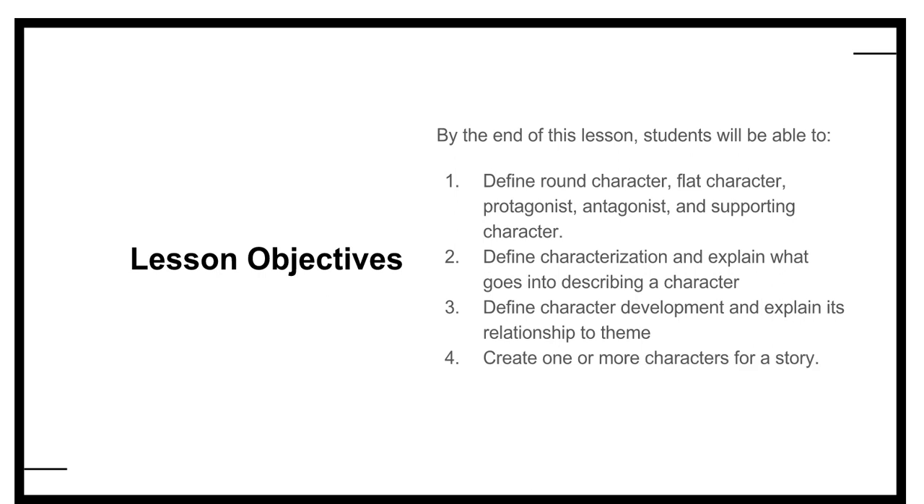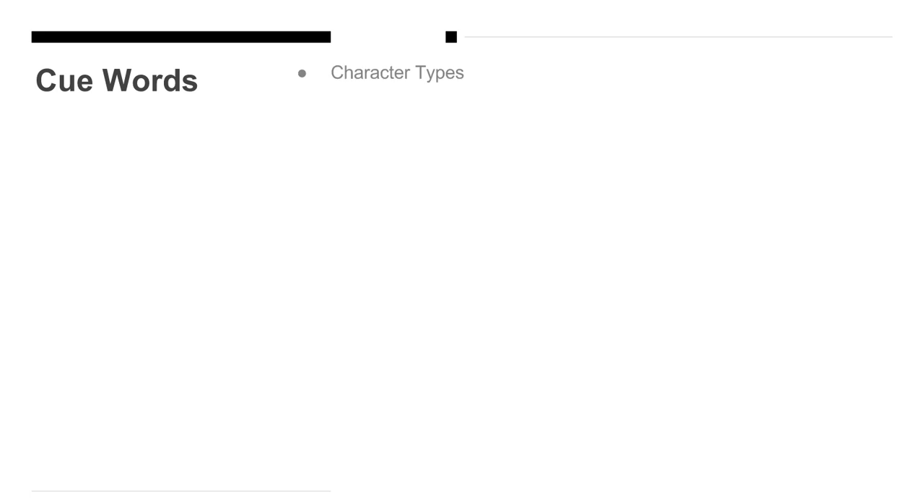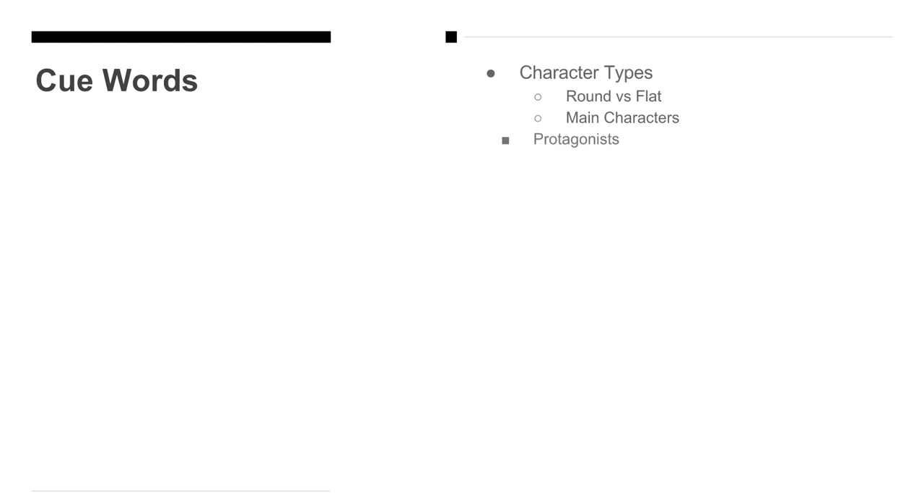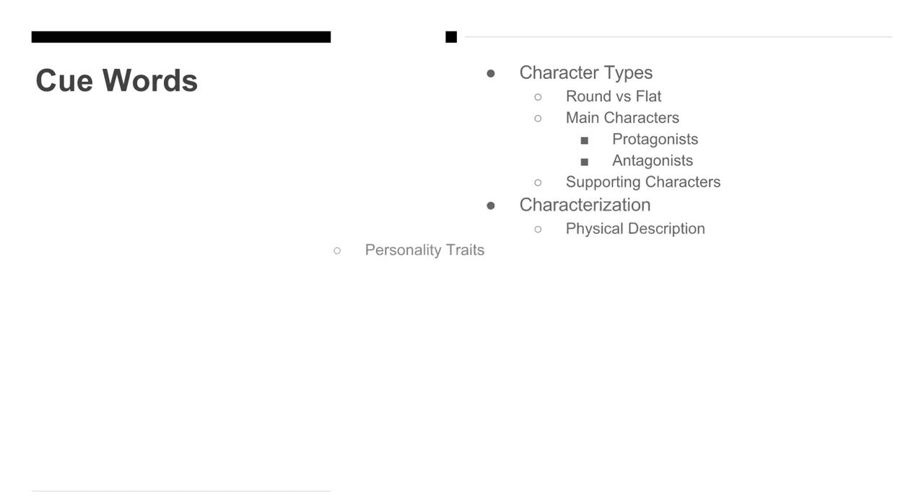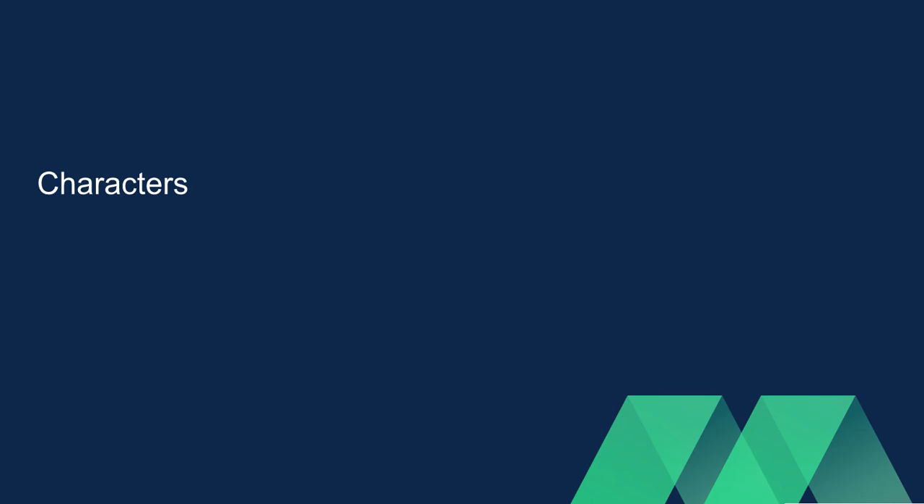You will also be able to take all of this information and use it to create one or more characters for a story. So, character types, including round versus flat, main characters, protagonists, antagonists, and supporting characters are all words you need to pay attention to. You also need to be looking out for characterization, including physical description, personality traits, abilities, and history, and finally, character development as you go through this lesson.